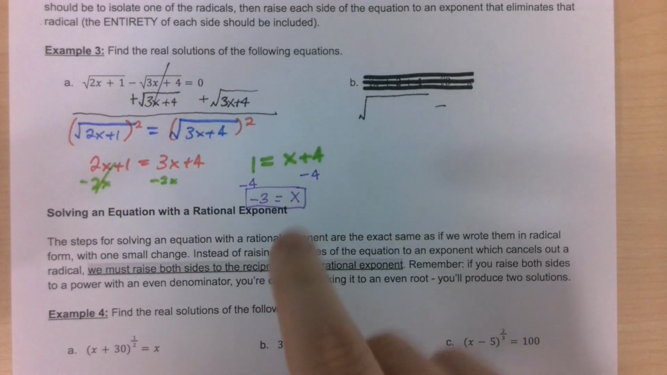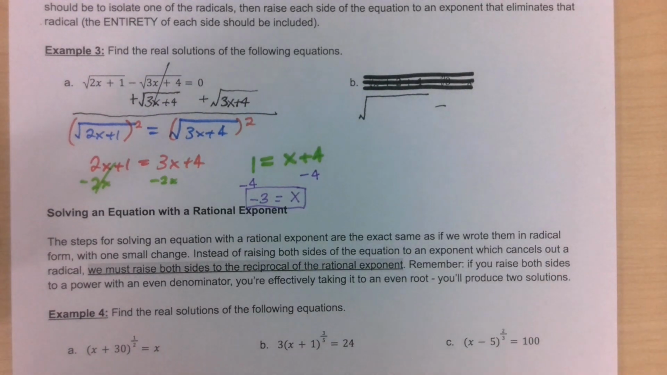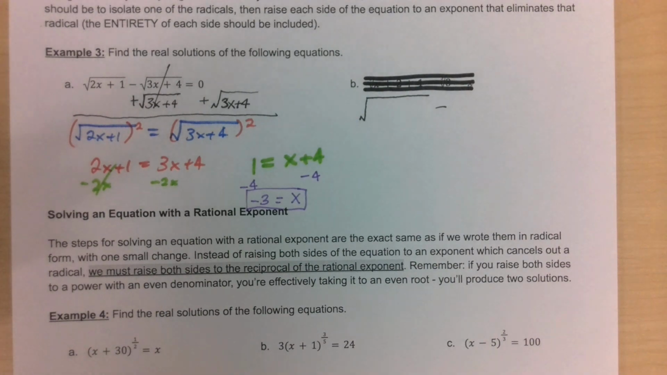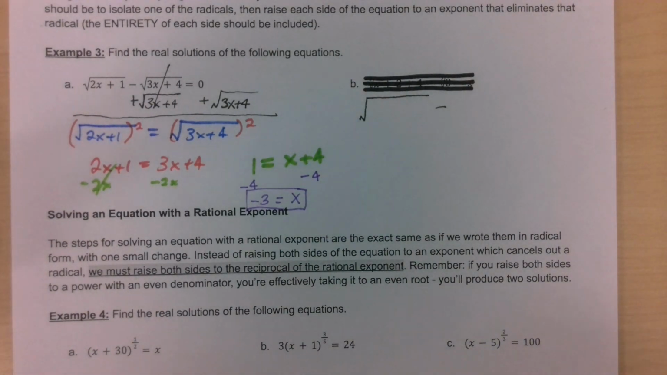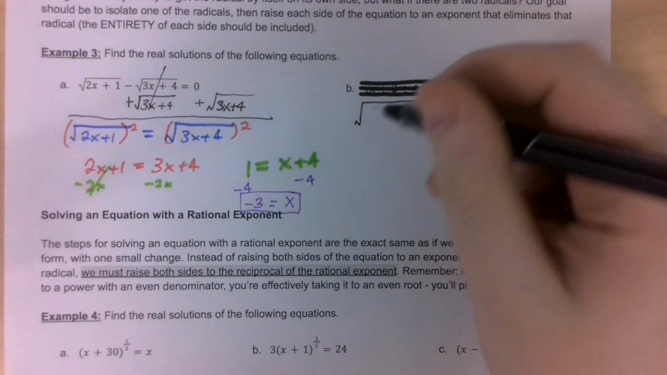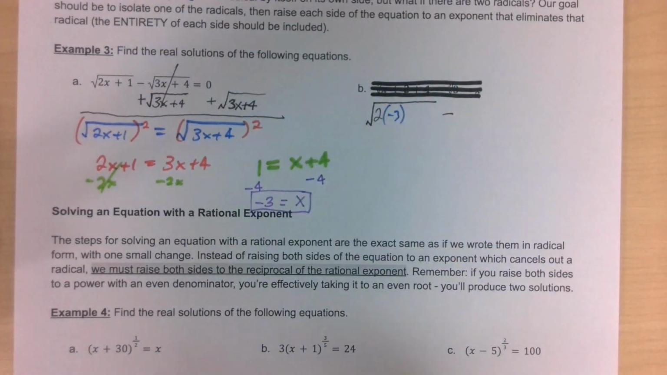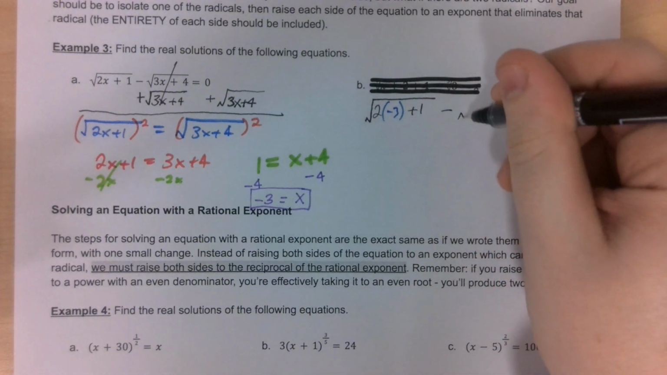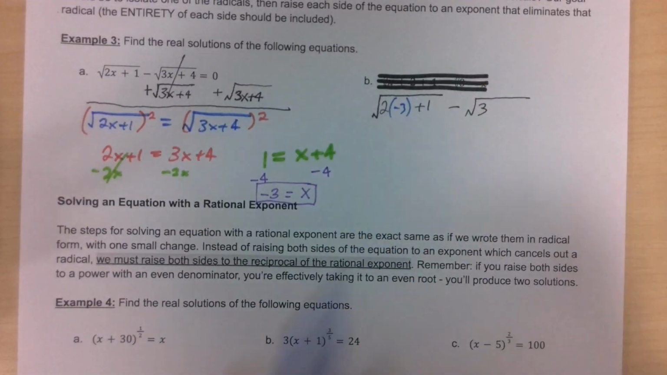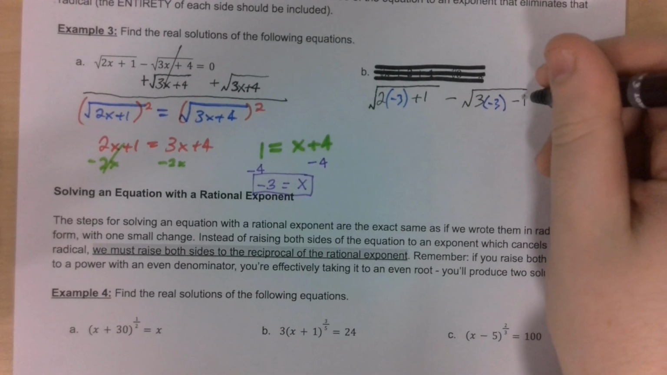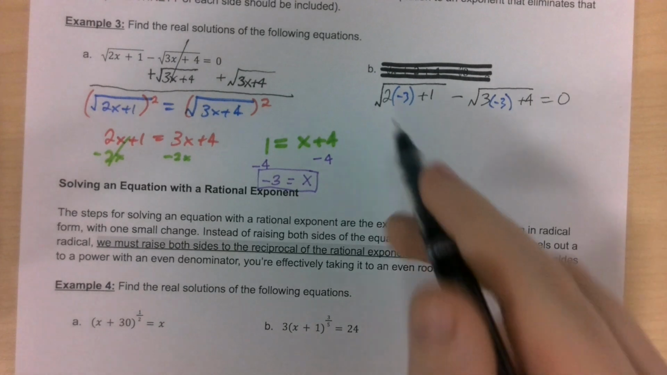So we always do need to continue checking for extraneous solutions. If we get x equals negative 3, we have to plug it into the original and see what we get. If we get something that we can't solve or something that doesn't make sense, then it may be that it's extraneous. In this case, if we plug in negative 3, we get the square root of 2 times negative 3 plus 1 minus the square root of 3 times negative 3 plus 4, and that's supposed to equal 0.